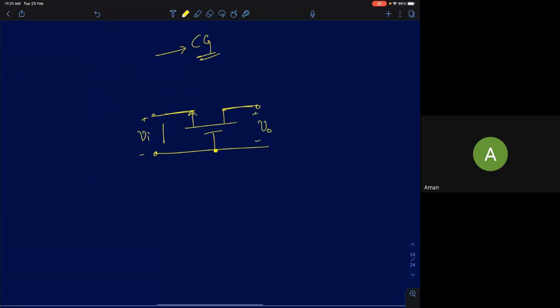Now, as I vary the source voltage, as I vary the input, what should happen for an amplifier? You should have either the output current changing or the voltage changing. If current is changing, we can also say the voltage will change if I connect a load resistance here.